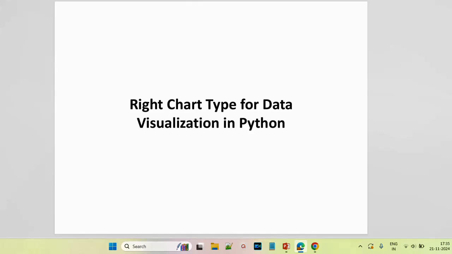As we all know, presenting the data in visual form is what a chart in Python does. But what's important is not just how to draw or create the chart. The important thing is, when a scenario is given, when data is given to you, how to decide which chart is the best for that kind of data. So we will discuss this problem in this video.